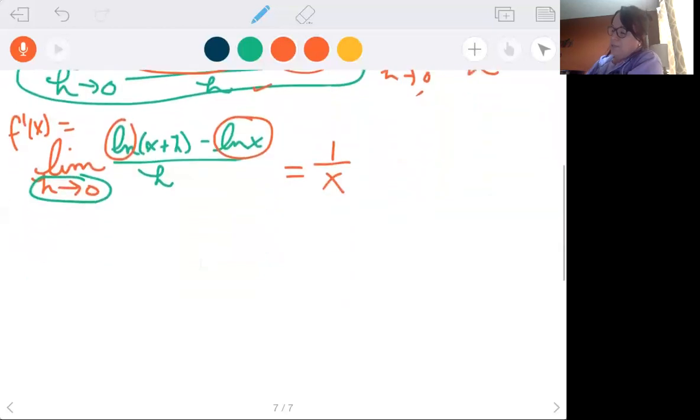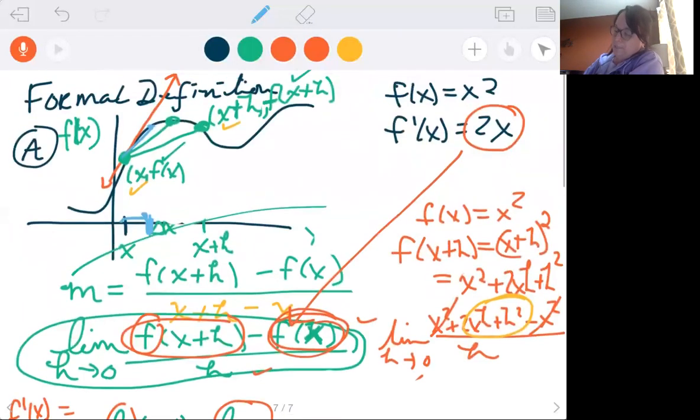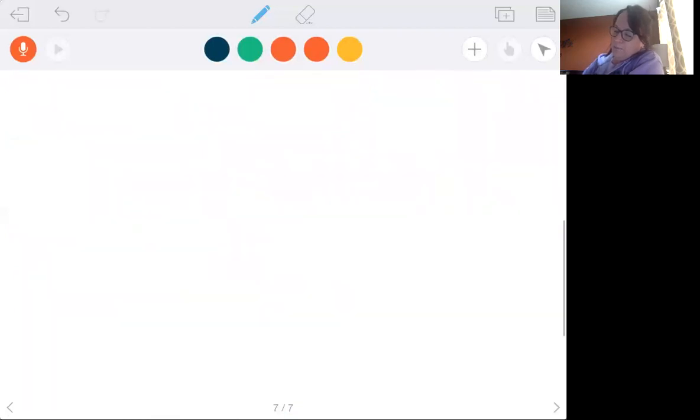You could outsmart it with L'Hopital's rule, but I kind of like that. The other form is, did I label that an A here? Yeah, I did. So the other thing is, and we didn't use this hardly at all either because this is way easier to do L'Hopital's rule on, but it's the formal definition of the derivative at a point.